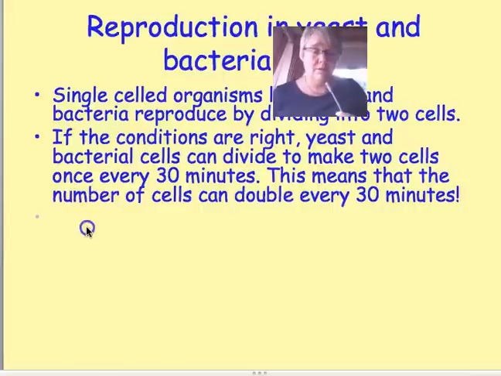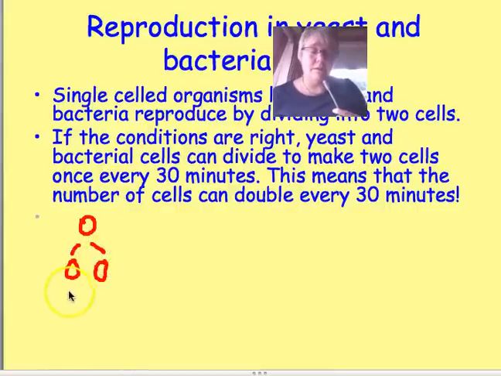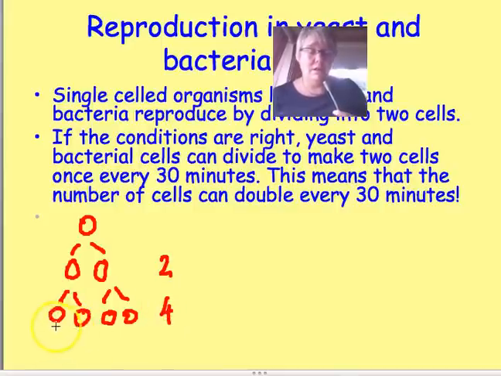Here is one cell. I'll just try and draw that out. Hopefully this won't start to magnify. Here's one cell, and after 30 minutes we end up with 2 cells. Then another 30 minutes' time, each of these cells is going to divide. So that will give us 4 cells after an hour. 2 after 30 minutes, 4 cells in an hour.